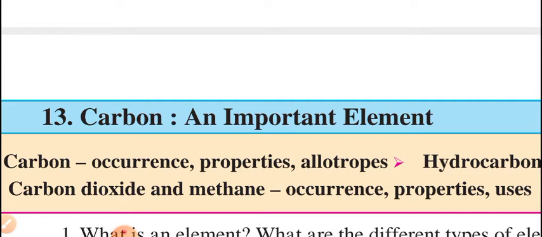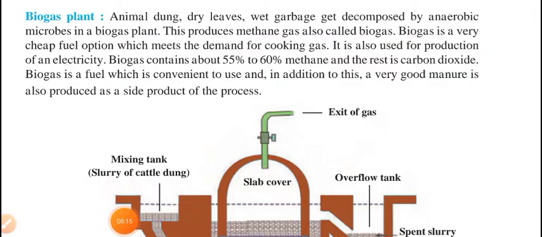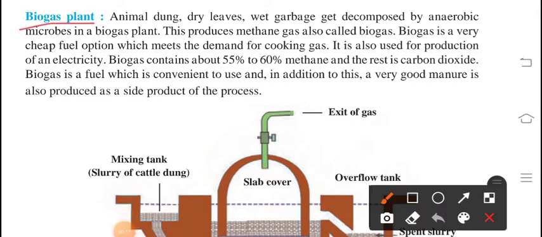In this chapter today we are going to discuss about biogas plant. Animal dung, dry leaves, wet garbage get decomposed by anaerobic microbes in a biogas plant. This produces methane gas, also called biogas.